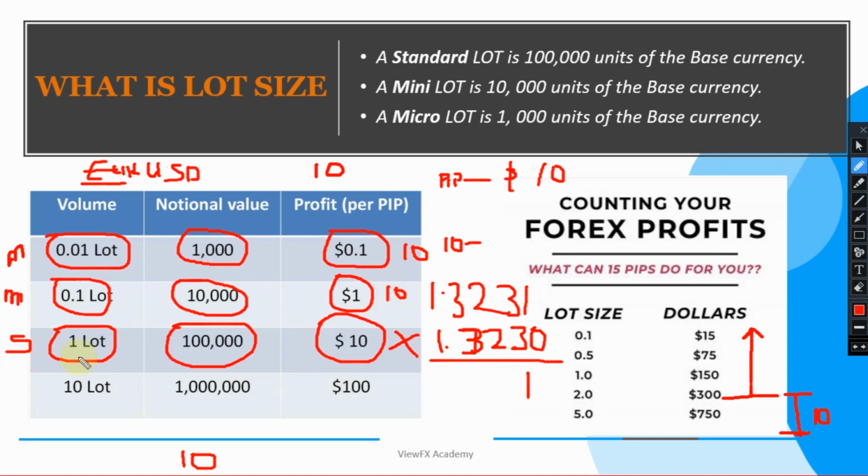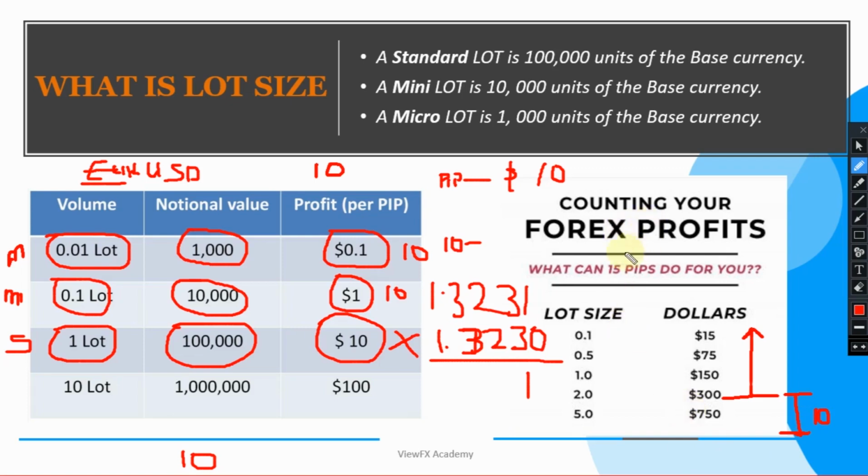And if you're on standard, just 1 pip against you, your $10 is gone. So try to understand the concept of this lot size, because it's going to determine who you are in the forex market.